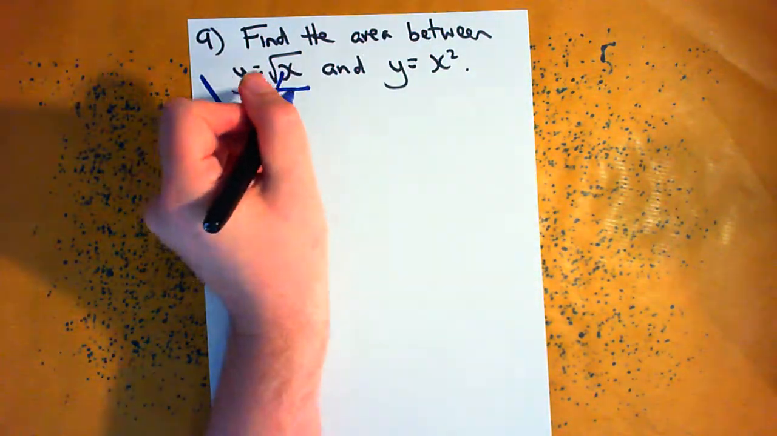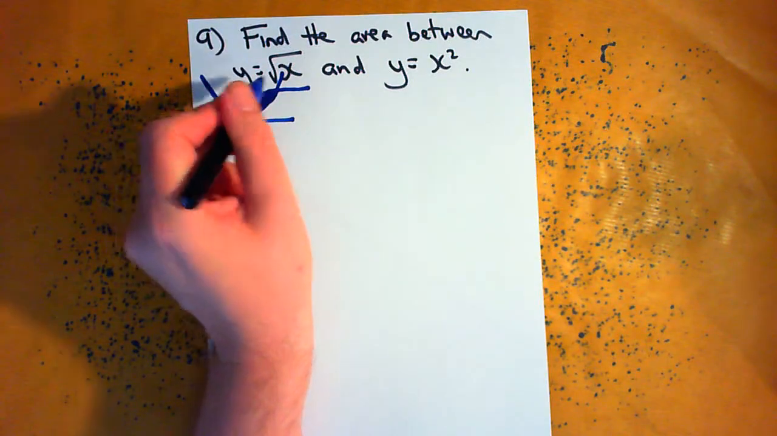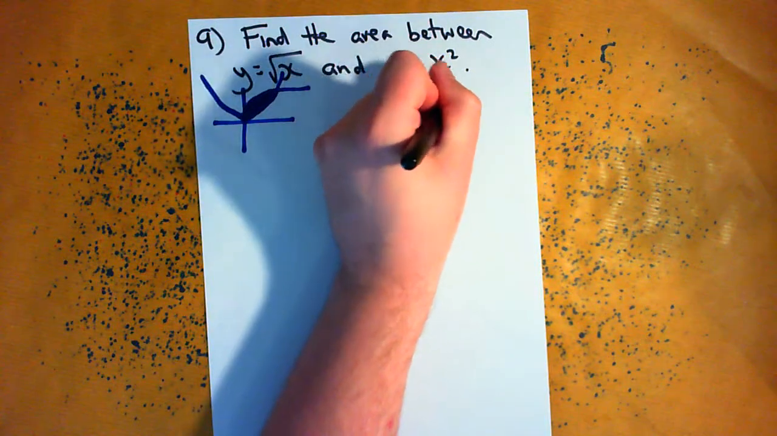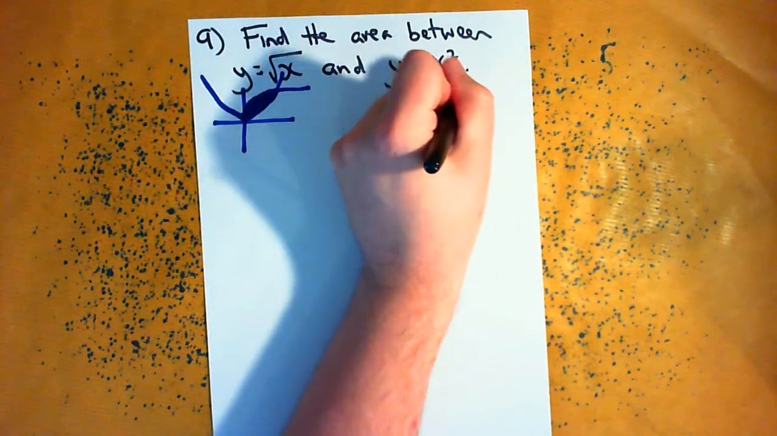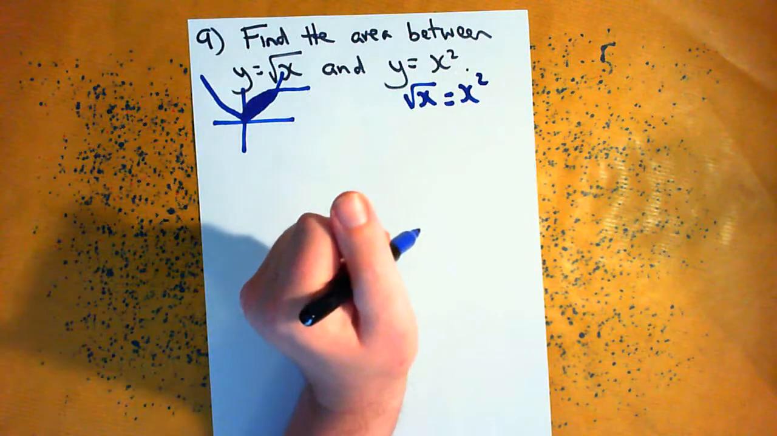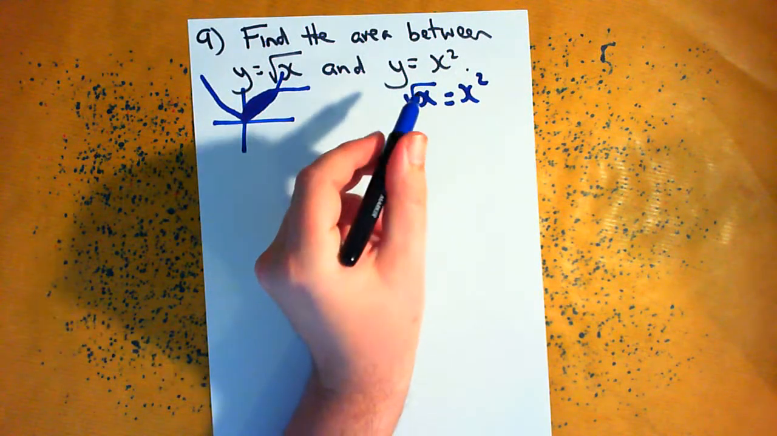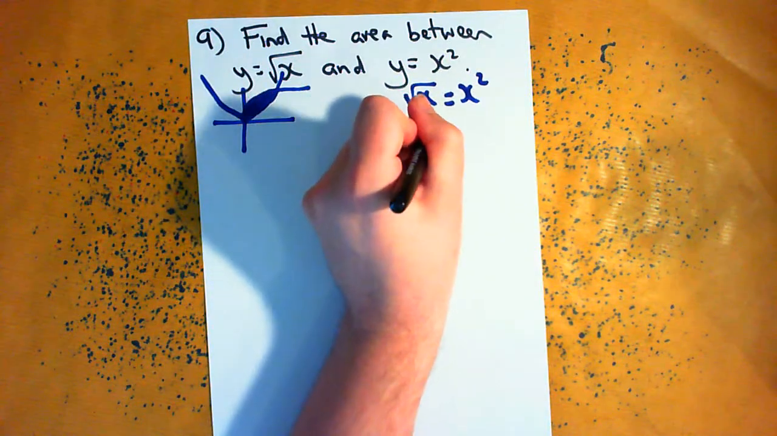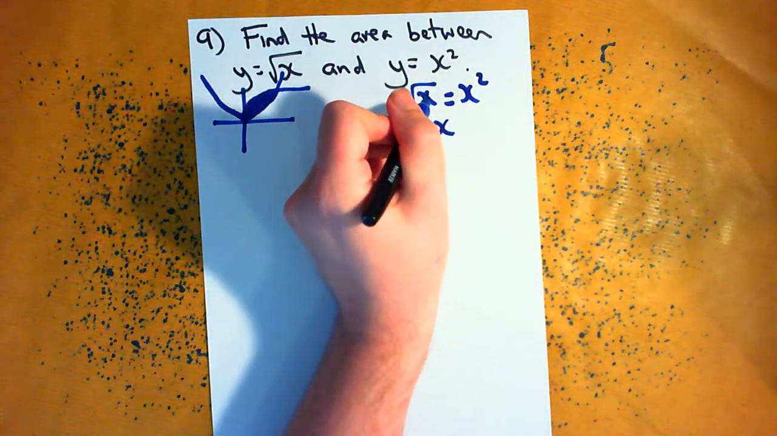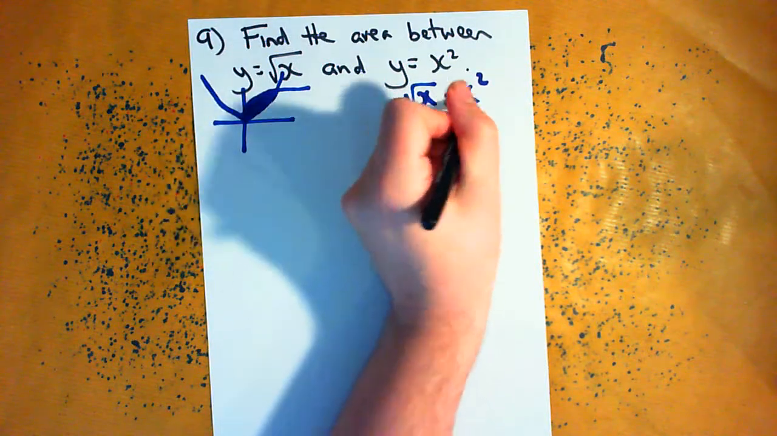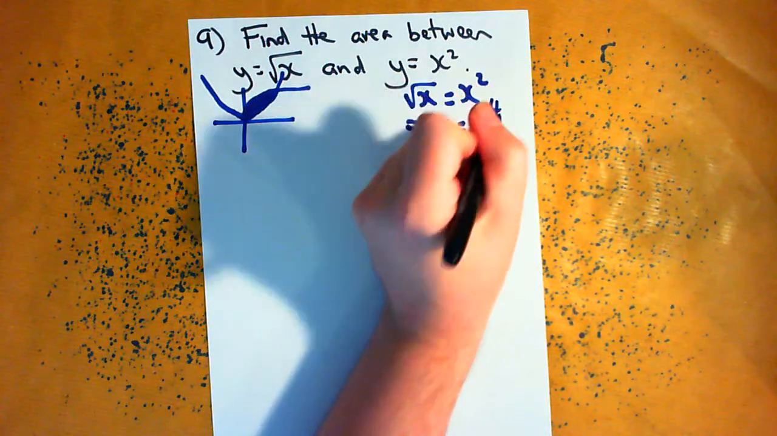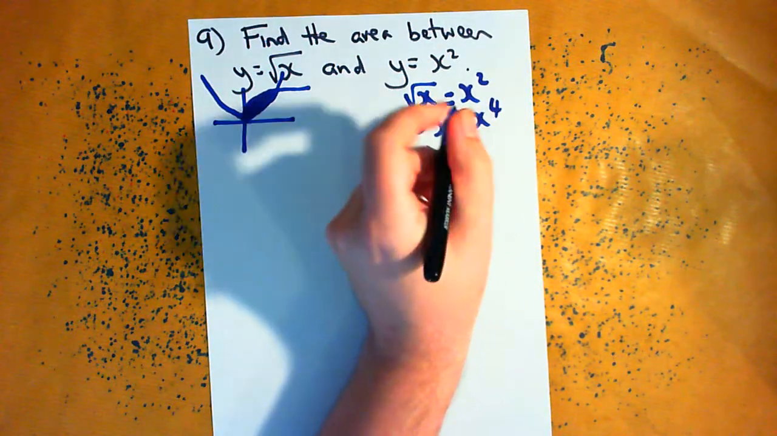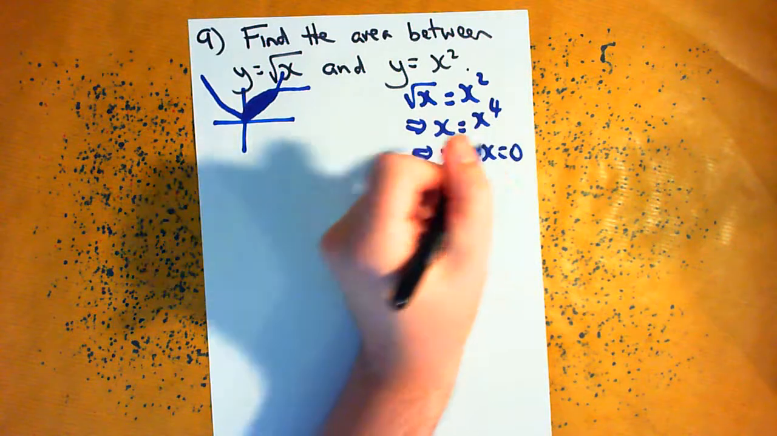So to work out what our limits of integration are, we'll need to set our two functions equal to each other. So square root of x is equal to x squared. Need to solve that for x. So if we square both sides, would be our first step. If we square both sides, we get x equals x squared squared. We get x to the 4, and therefore x to the 4 minus x equals 0.